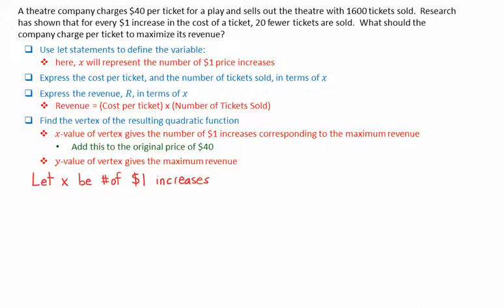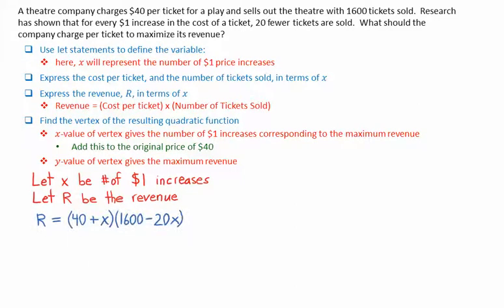So we'll let X be the number of $1 increases. R will be the revenue. This means that we say that R, the revenue, is equal to 40 plus X, simply adding $1 on to the original price of $40 per ticket. That's multiplied by 1,600 minus 20X. Note the 1,600 is the original number of tickets sold. For each $1 increase, 20 fewer tickets are sold, so we subtract 20X.